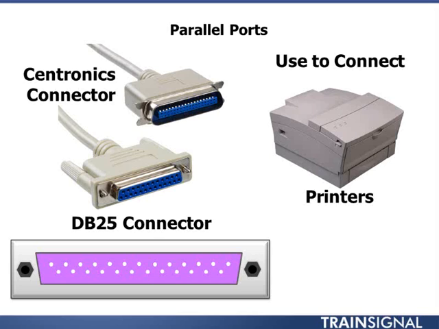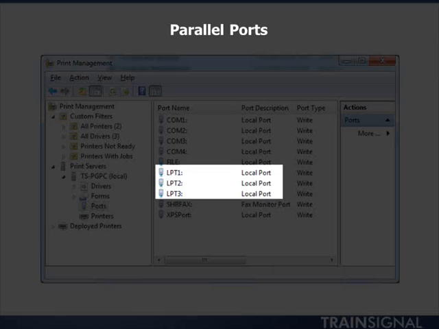You actually can see two connectors on the cable that's pictured here. You have the DB25 connector, and then you have what's called a Centronics connector, which is actually used to connect to the printer itself. If you have these available on your particular device, you'll actually see them designated as LPT, meaning parallel port 1, parallel port 2, parallel port 3, and so forth.